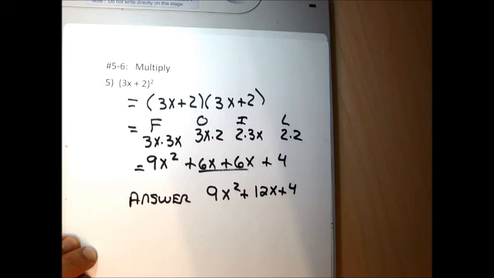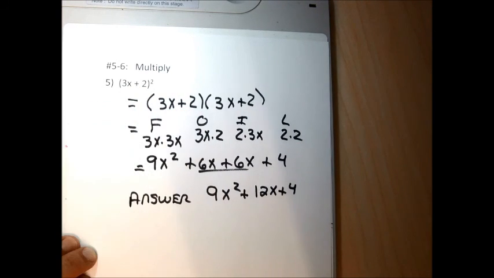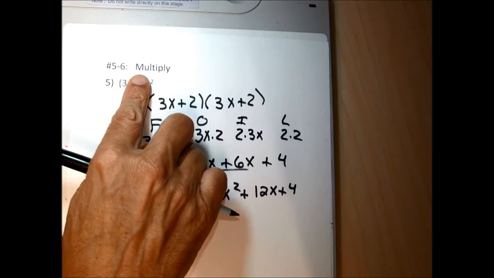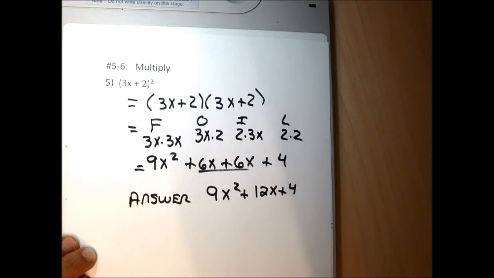I'm not going to factor that. If I factored that, it would go either back to that or to the original problem. And because it says to multiply out, I'm not going to multiply it out and then refactor to get where I started from.